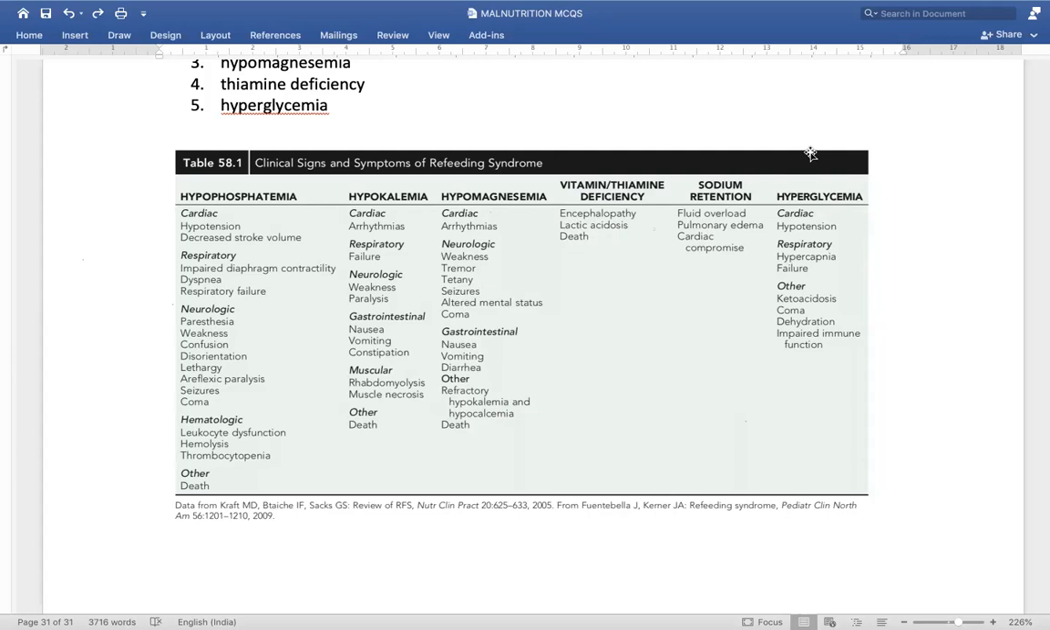Hypoglycemia is seen in protein energy malnutrition, whereas hyperglycemia is seen in your refeeding syndrome. If you give a high calorie diet during the rehabilitation phase, it will cause hypotension, hypercapnia, and respiratory failure. Another thing is diabetic ketoacidosis can also occur, and they may be prone to infection.